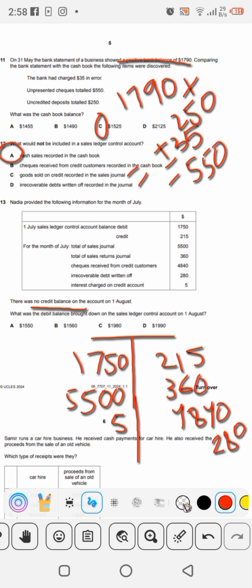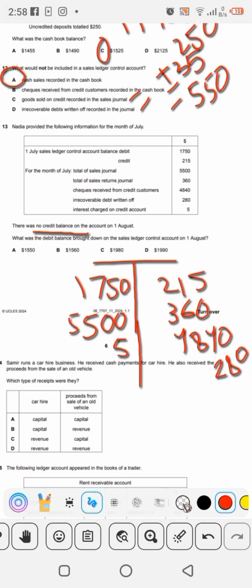Then we will calculate, because it is mentioned that there is no credit balance in the account on 1st August, which means that there will be no balance carried down on the debit side.